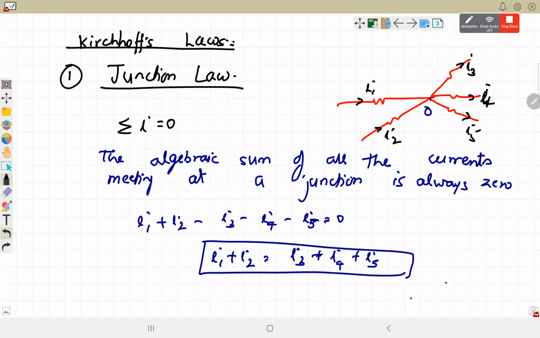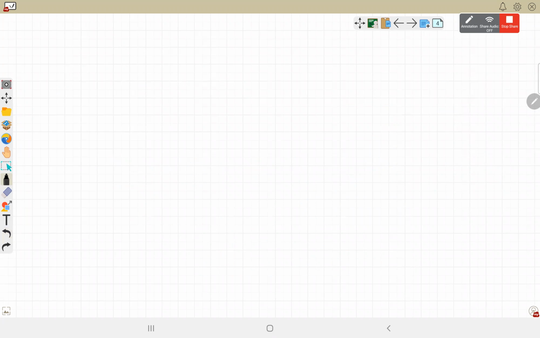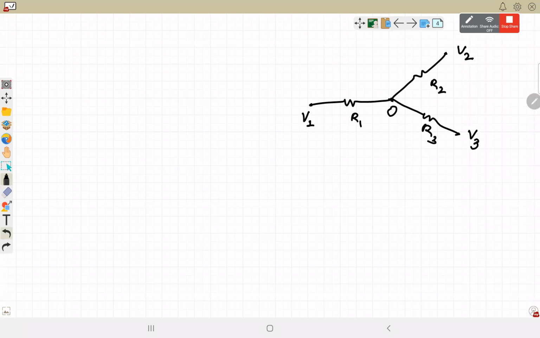Second, with the help of this junction law, we can also find the potential of the junction if the terminal potentials are known. Suppose there are three resistors R1, R2, and R3 meeting at a junction, and the potentials of the terminals are V1, V2, V3, resistances are R1, R2, R3, and the junction is O. We have to find the junction potential.